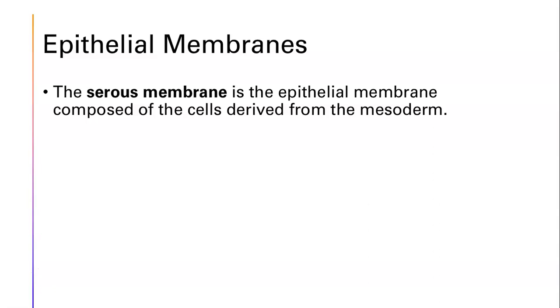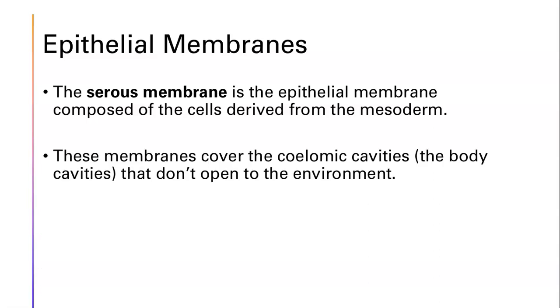The next epithelial membrane I'd like to talk about is the serous membrane. It's the epithelial membrane composed of cells derived from the mesoderm. Okay, so that's that middle germ layer. These membranes cover the coelomic cavities. The coelom is just the body cavity. So the coelomic cavities, or the body cavities, whatever you want to say, are not open to the environment. You can think of this in your head that the mesoderm is sort of between the ectoderm and the endoderm, and it's sort of like the inside of the body. The serous membrane also covers the organs.